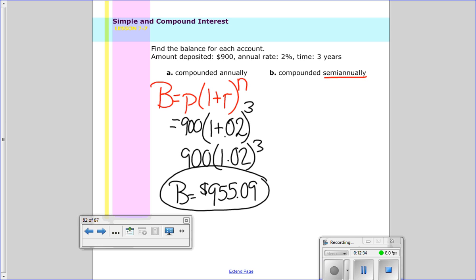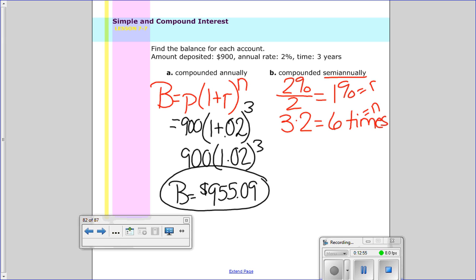All right, and final one, this time it's compounded semi-annually, so that means twice a year again. So first things first, I need to change my percentage rate by dividing it by 2, so it's actually 1% every single time it's done. And then my time, well, if we do it twice a year for 3 years, that means they do it for 6 different times. So 6 times is now N, and this is now R. So now I can go ahead and plug everything in. So it's still $900 that was deposited.